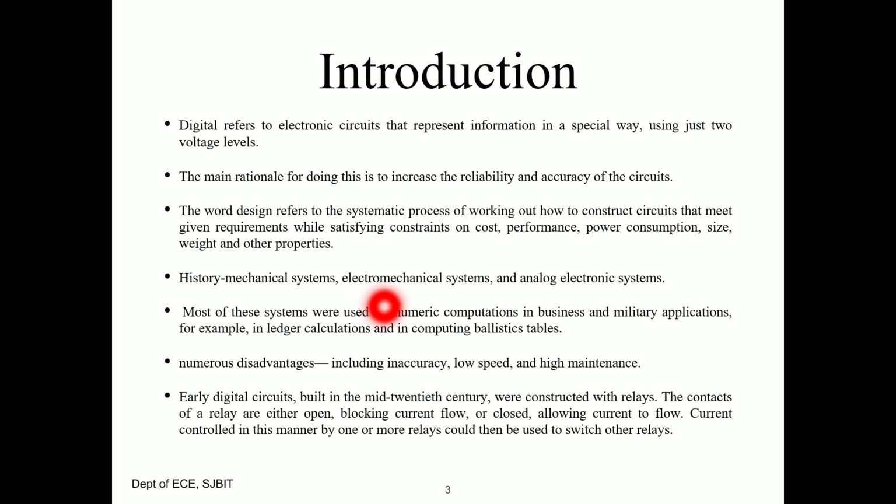Then we switched over to the electromechanical system, then the analog electronic system. The main usage of these systems was in doing certain calculations which we found in our daily life, that is in business systems or in military application systems. But even though we have so many advantages in our daily life, we have disadvantages as well. Sometimes we have inaccuracy, sometimes we have a problem with the speed, and it has high maintenance. So in the mid 20th century, the digital systems were initially built using relays.